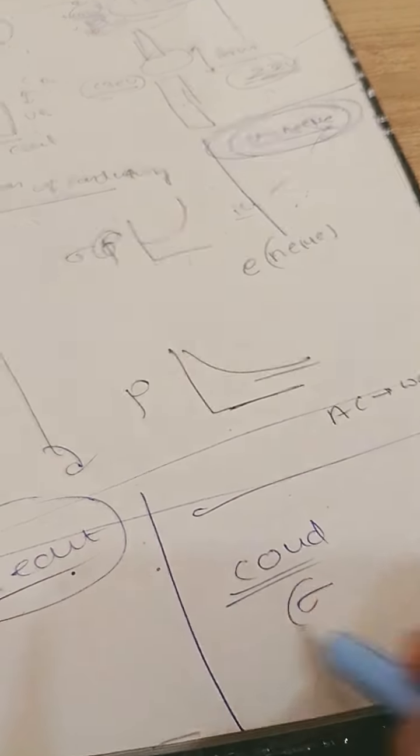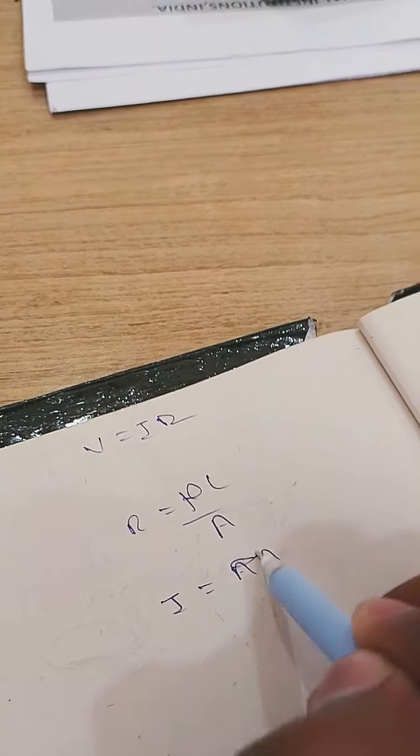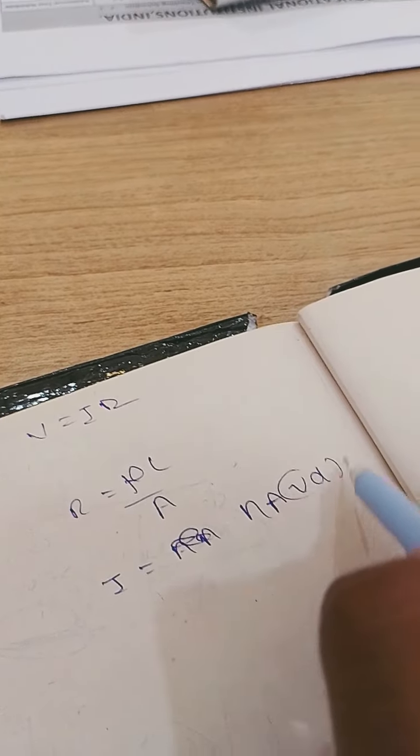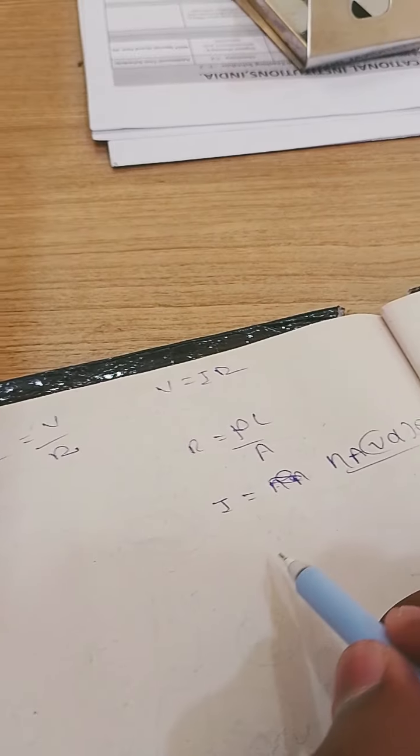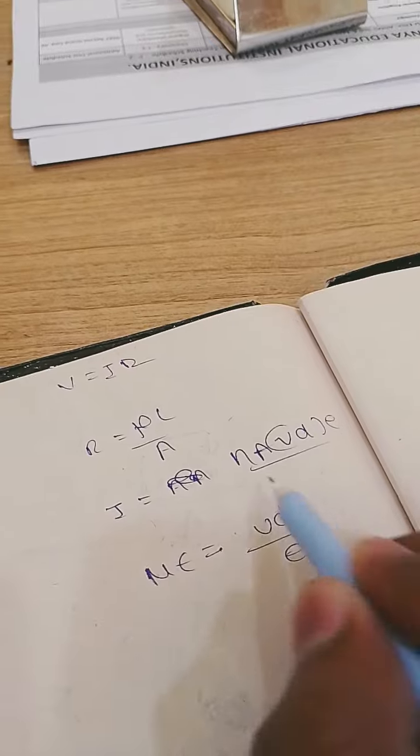How to find the conductivity of a semiconductor? First, what are the formulas we discussed in current electricity? According to Ohm's law, I is equal to V by R. From this we can write V is equal to IR. We know that R is equal to rho L by A, and I is equal to nAvd into charge. We discussed all this. We also discussed that mobility is drift velocity by electric field, vd by E. These are the topics we discussed in current electricity.